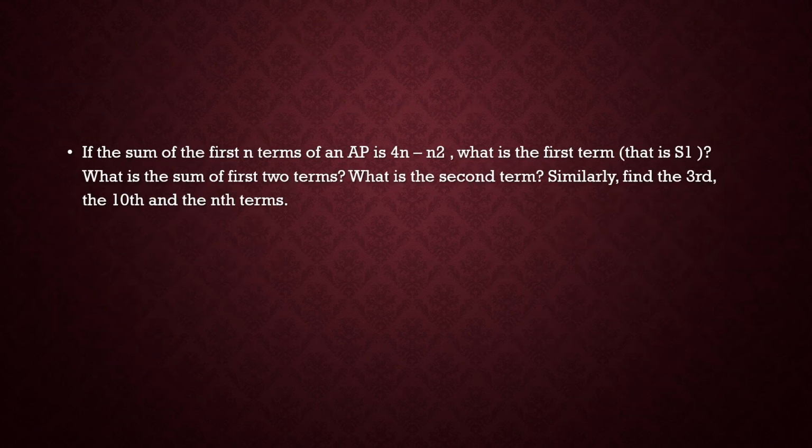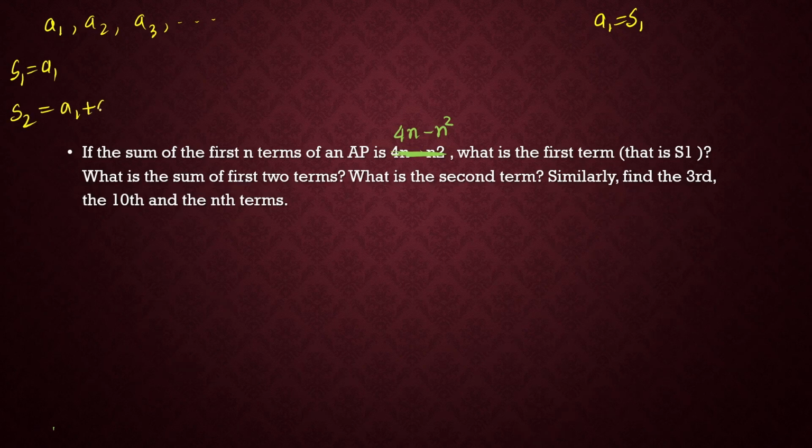If the sum of first n terms of an AP is 4n minus n square, what is the first term? If you just observe, a1 is equal to the sum of first term, right? Because if I write an AP, a1, a2, a3, and it goes on, the sum of first term S1 is equal to a1. But what about the sum of first two terms? That is equal to a1 plus a2. Observe the difference, right? Now, the sum of first three terms is equal to a1 plus a2 plus a3.